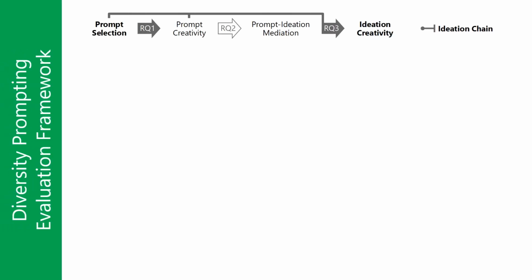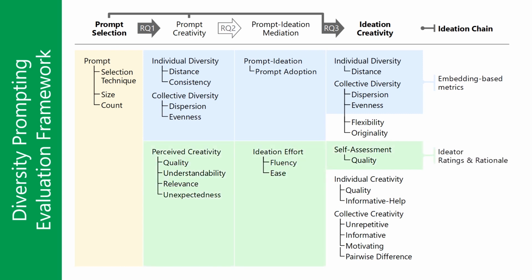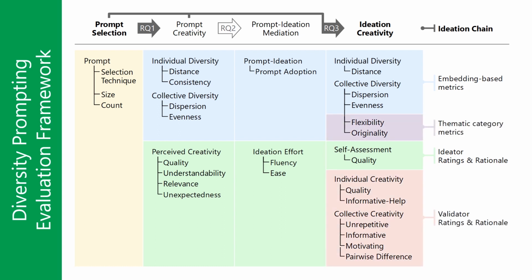This framework is anchored by an ideation chain which we define with 4 steps. The prompt selection technique will influence the creativity of selected prompts, the ideation process of ideators, and the creativity of their ideation. On manipulating the prompt-independent variables, we measure various metrics to check how well ideators are prompted to generate creative ideas, namely embedding-based distance and diversity metrics, ideator ratings about their ideation effort, validator ratings about ideation diversity and quality, and diversity measures from semantic analysis. We applied this framework in a simulation study and user studies with 540 participants from Amazon Mechanical Turk.